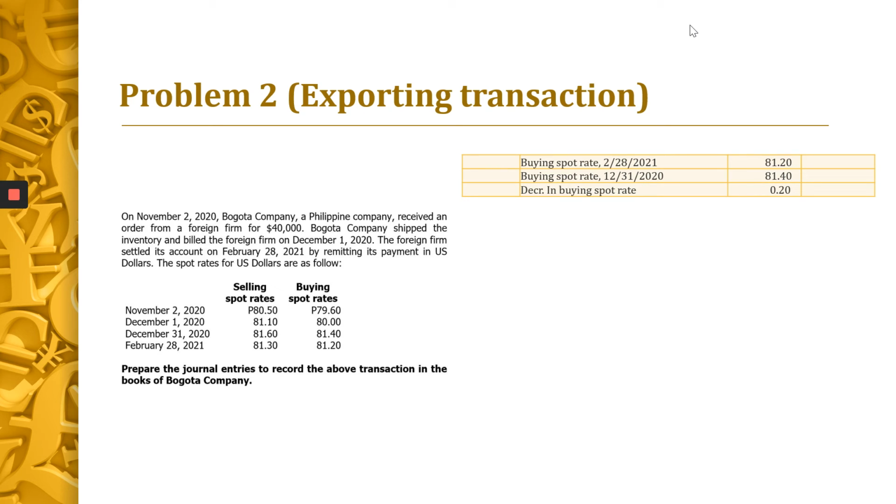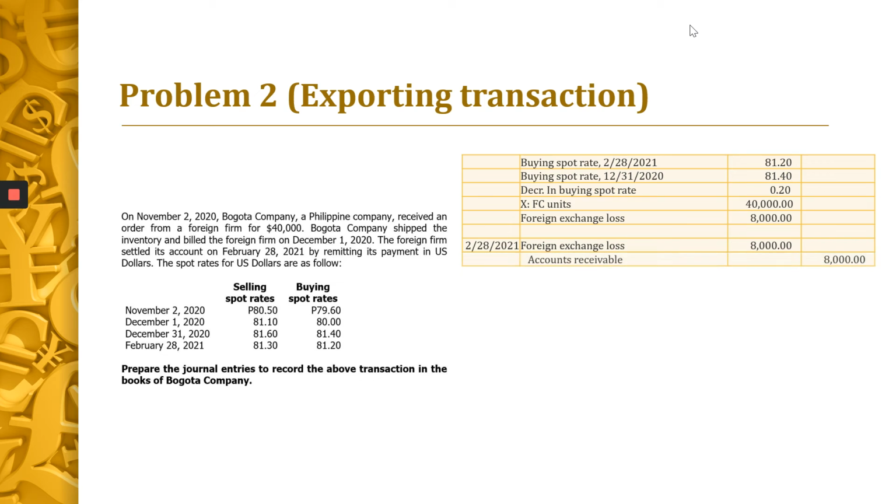So ano nangyari sa buying spot rate between these two dates? Bumaba naman siya. By how much? By 0.20 or 20 cents. Multiply that to your foreign currency units, may makukuha tayong product na 8,000. So anong tawag natin dito sa 8,000 na ito? Dahil bumaba ang buying spot rate, bababa ang value ng receivable natin, which is unfavorable on our part. Therefore, we will have to recognize a forex loss of 8,000. Journal entry, debit, forex loss, credit, accounts receivable.